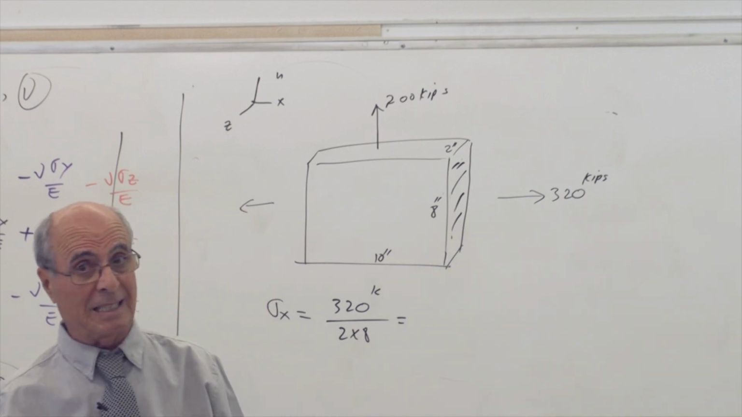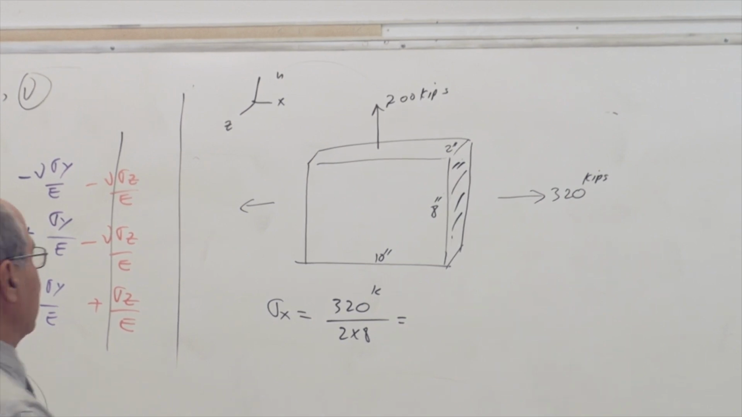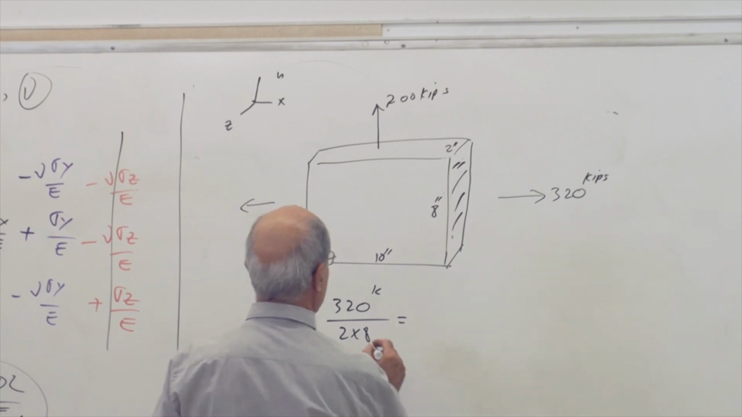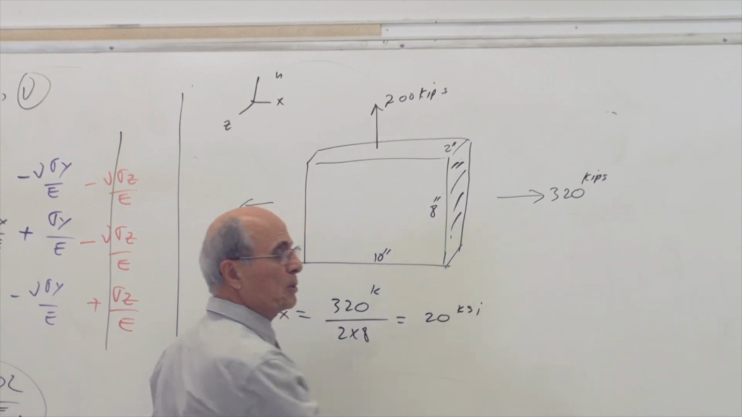This has happened in the quiz, the type of quiz I give you. That's just 2 by 8 definitely. Is that correct or not? Yes? And therefore, that's 20 KSI. This is inch square, so this becomes 20 KSI, which is kips per inch square.